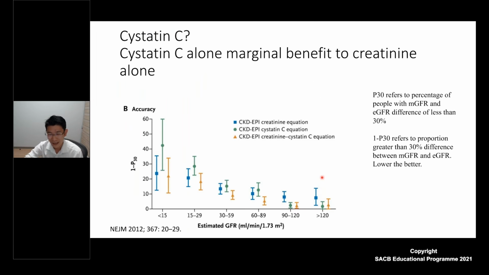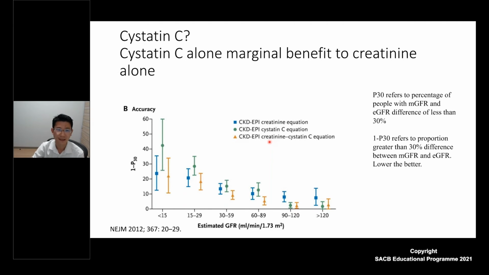So lastly, we also think about cystatin C. Actually, the cystatin C equation by itself is not very useful. 1 minus P30: P30 means the proportion of people with a difference between measured GFR and the estimated GFR of less than 30%. So 1 minus P30 is the proportion with greater than 30% difference, so the lower the better. You can see the green line is actually quite high. That means it's quite inaccurate. So generally, cystatin C by itself performs not very well as compared to creatinine equations.